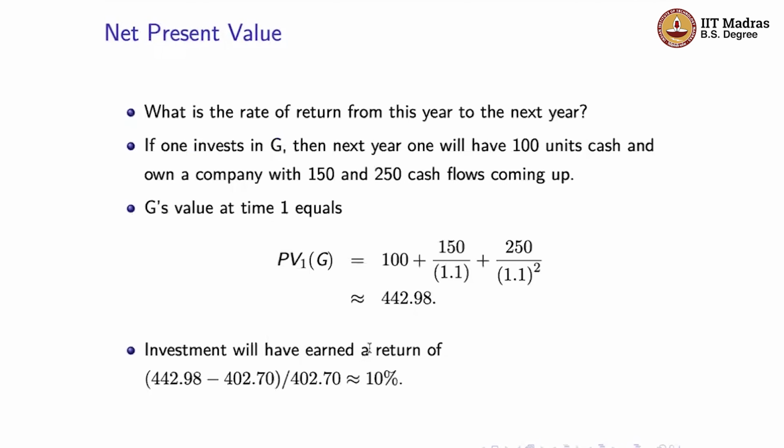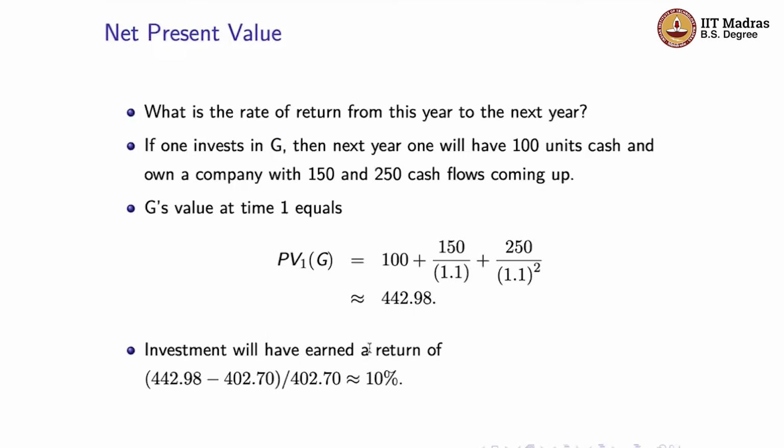So let us look at that. What's the rate of return from this year to next year, if you put your money in company G versus if you put your money in company S, right? So let's first do, if you invest in G, what will happen? Next year you are going to have 100 units of cash, because this was the cash flow. And then you are going to own a company which has 150 units of cash flow coming up in 1 year and 250 units coming up in the next year, right?